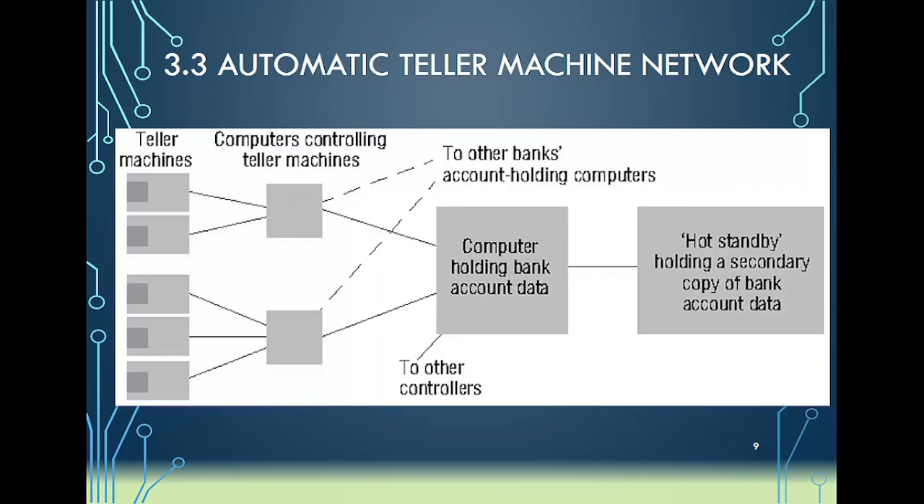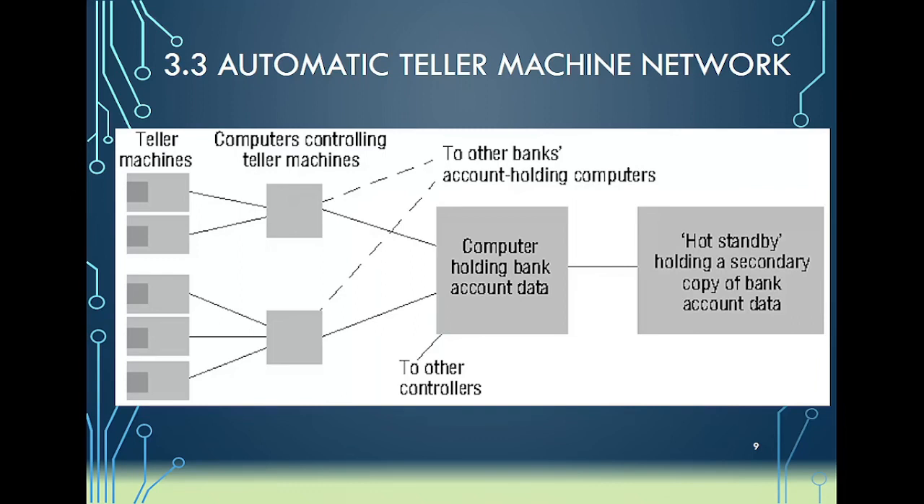When we talk about the computers controlling the teller machines, we refer to them as the front machines or front computers that control or manage the various teller machines. A good example of these front machines are the thin client computers, right? Now, the automatic teller machine also has this characteristic of a distributed system in that it must provide some kind of fault tolerant mechanism and also provide availability of resources wherever the user requests them.